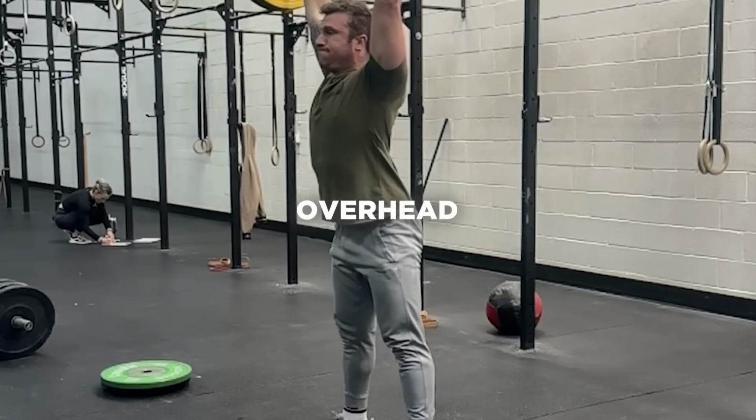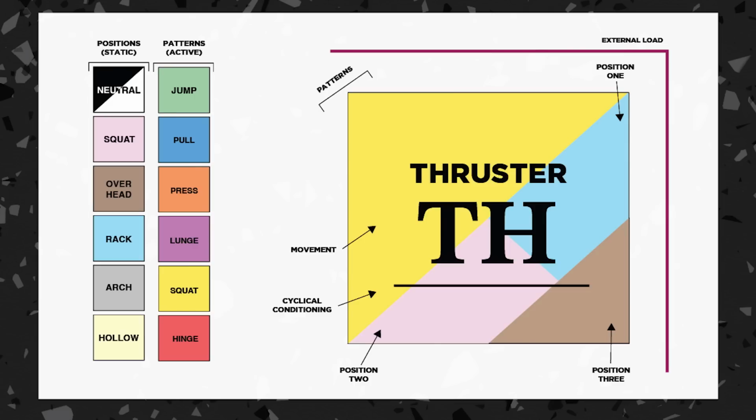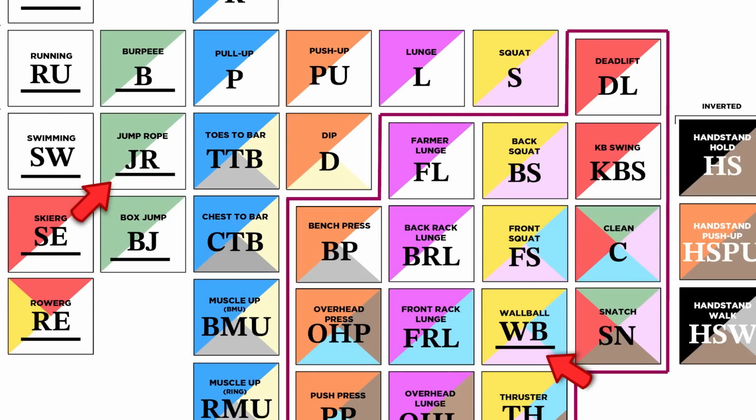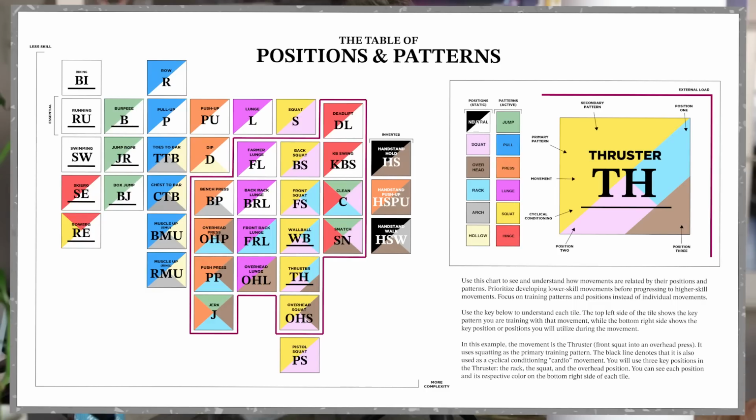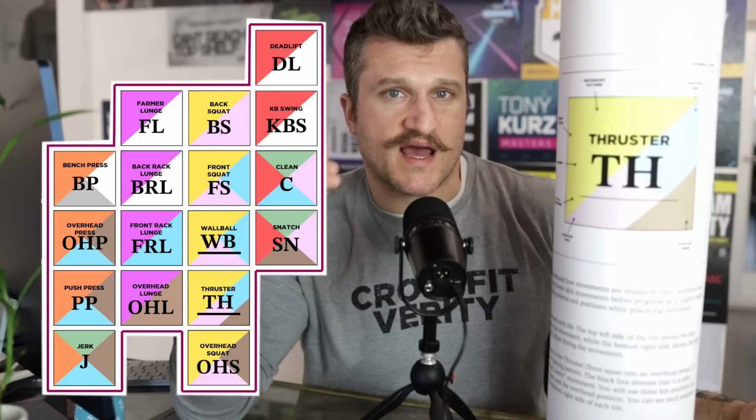The tiles in this table are laid out so that you can get a lot of information about the movement just at a glance. On the top left-hand side of the tile, you'll see the patterns that are involved in the movement. On the bottom right-hand side of the tile, you will see all of the positions that are involved in the movement. You'll see the name and an abbreviation of the movement in the center of the tile. If there's a line underneath, it is a cyclical conditioning movement, which means that we can use it sort of for cardio. Any of the movements that are surrounded by this red box are going to be movements that have external load. And any of the movements that are in inverted colors are going to be our inverted movements.